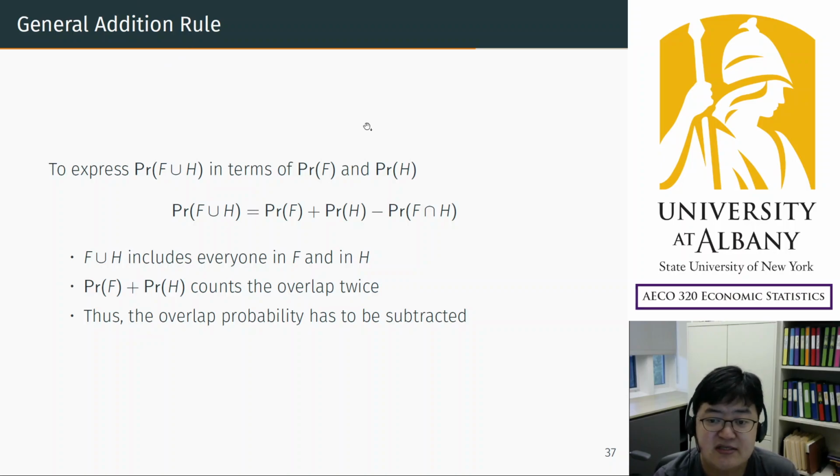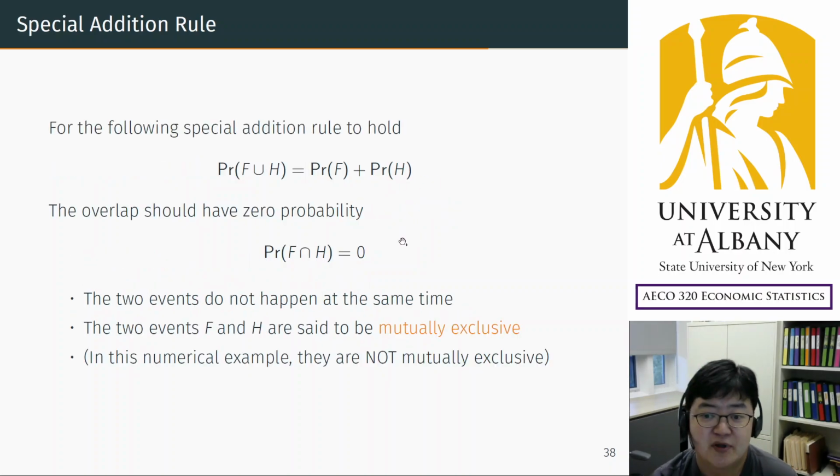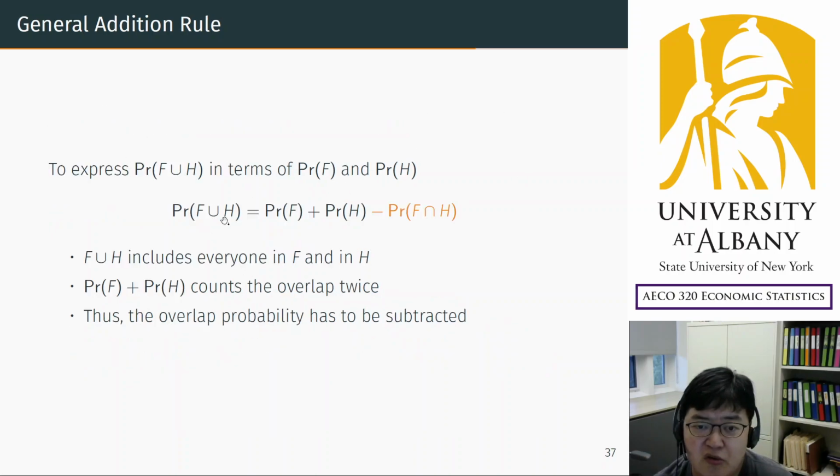It's pretty simple and straightforward to see from the 2x2 table. And if you open a textbook, often the addition rule refers to this other equation, but I don't like this theorem. This is just a special case. So the previous one, I'm going to call the general addition rule. It is general. It holds all the time. It is always true without any condition.